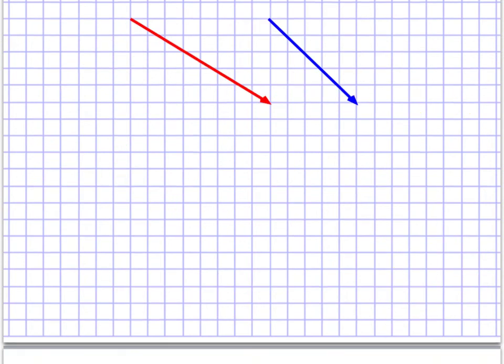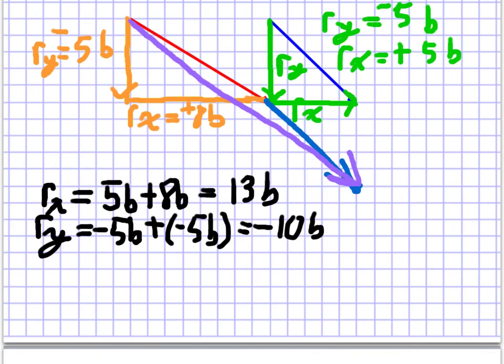Alright, try this set of vectors on your own. Add them both visually and mathematically, and then come back for the correct answer. So pause the video, try them, come back for the right answer. Alright, so you probably got stuck on this one, which is good. So I imagine you could get this far and find that the total Rx is 13 boxes, total Ry is negative 10 boxes. But then you weren't sure how to find the final vector.